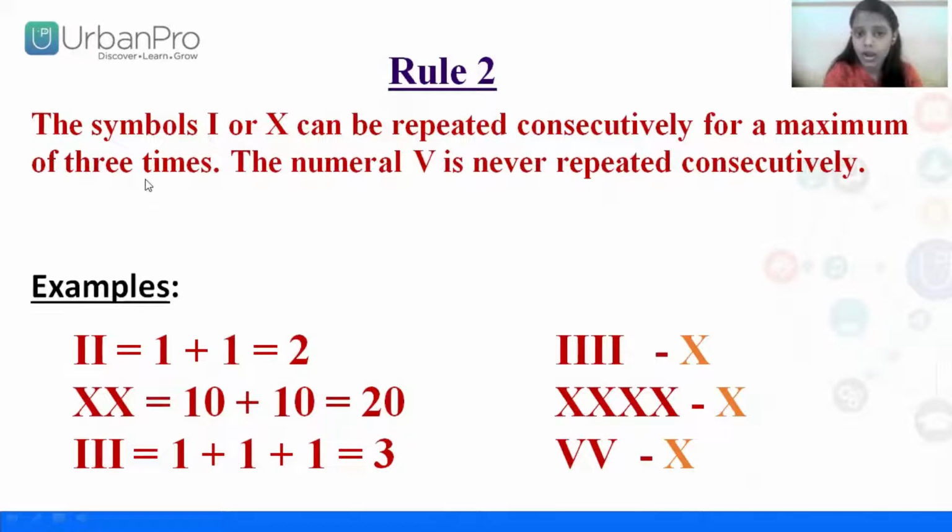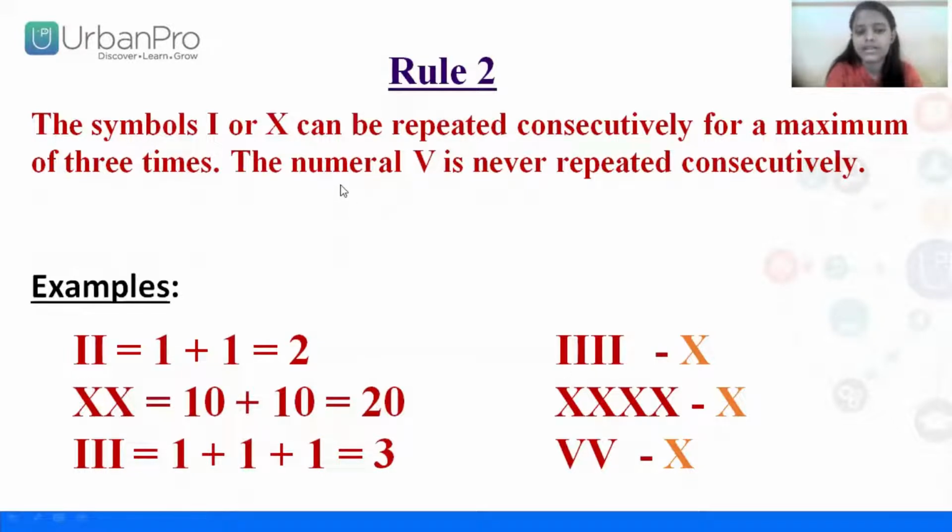So in rule 1, I gave you a note: keep a note, it is repeated only 2 or 3 times, right? The symbol I or X should not be repeated more than 3 times. See this example, I, I, I, I. I have written 4 I's. It doesn't mean that 1 plus 1 plus 1 plus 1 is equal to 4. So it is wrong. As per rule 1, it can be repeated only 2 or 3 times. If we write more than 3 times, then it is wrong.